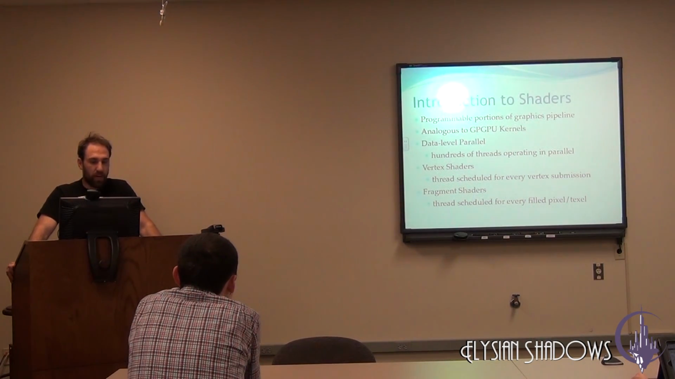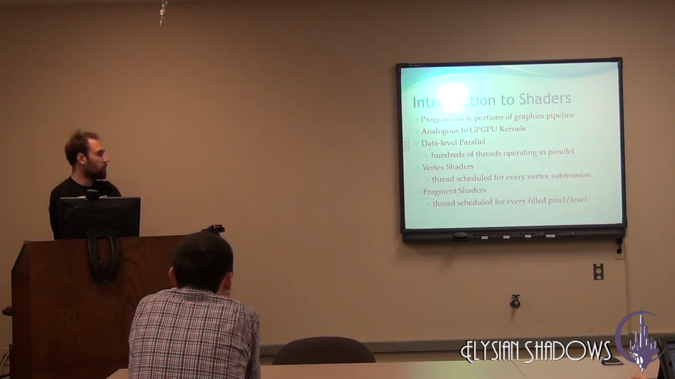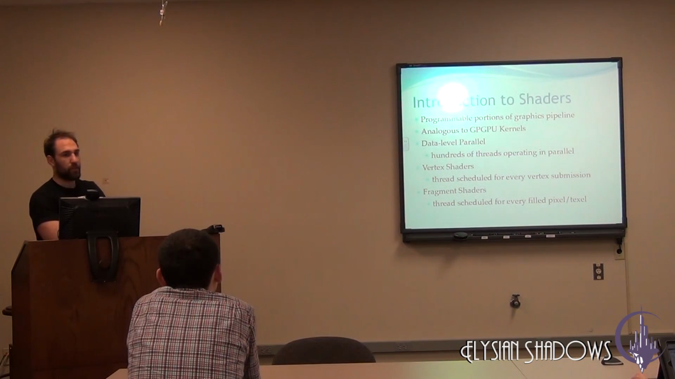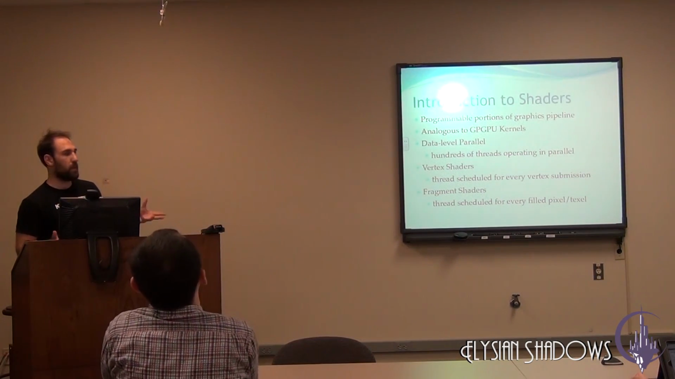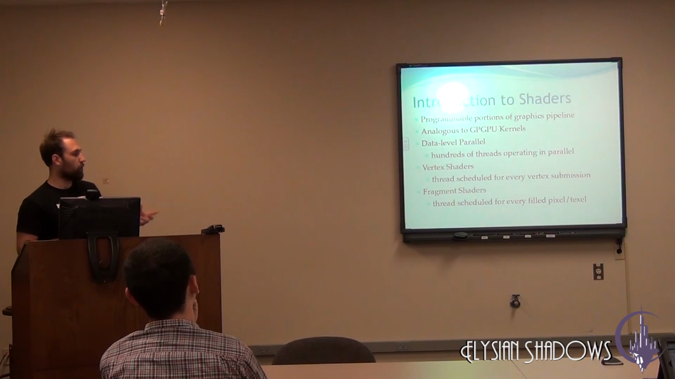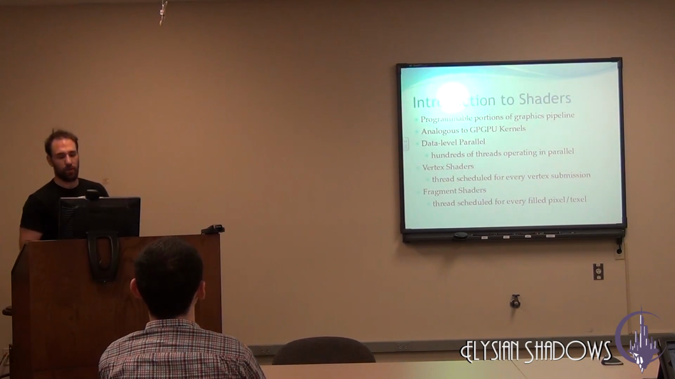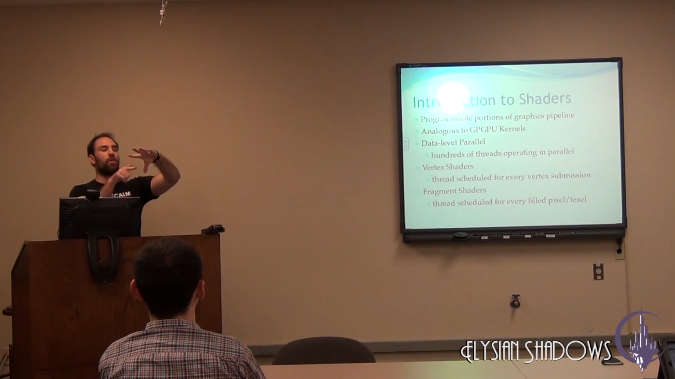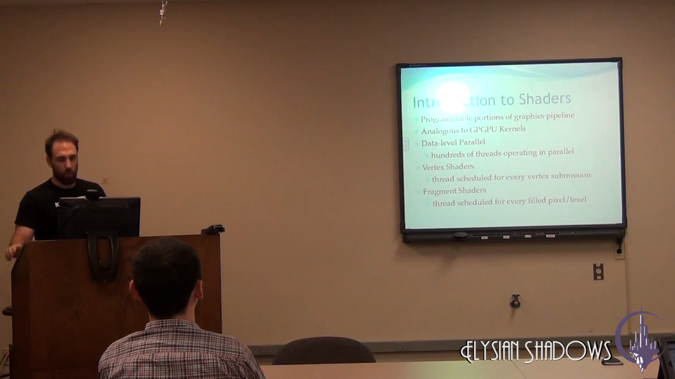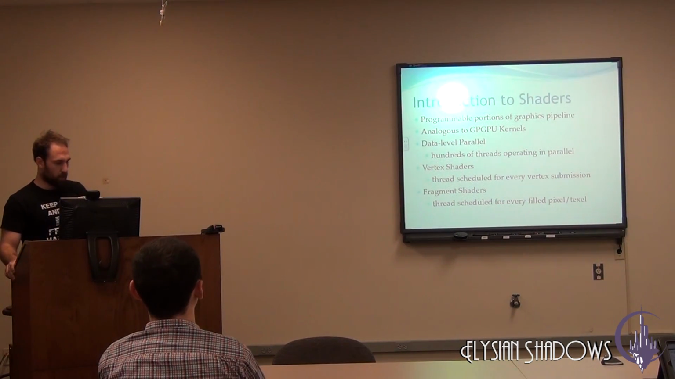Generally there are two kinds of shaders: vertex shaders and fragment shaders. Vertex shaders operate per vertex of geometry. So if I were to submit a quad or a rectangle, the vertex shader would be invoked for the 4 vertices of that quadrilateral. And then the fragment shader would be invoked for every pixel region that's filled within the geometry.